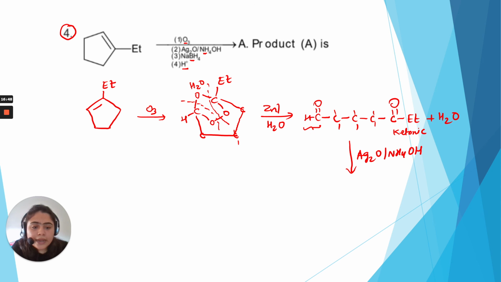So when we react with the Ag2O NH4OH, this is the Tollens reagent, the aldehyde group will get oxidized. There will be no reaction with the ketonic group. So we will get an ammonium salt here, like this we'll get an ammonium salt.